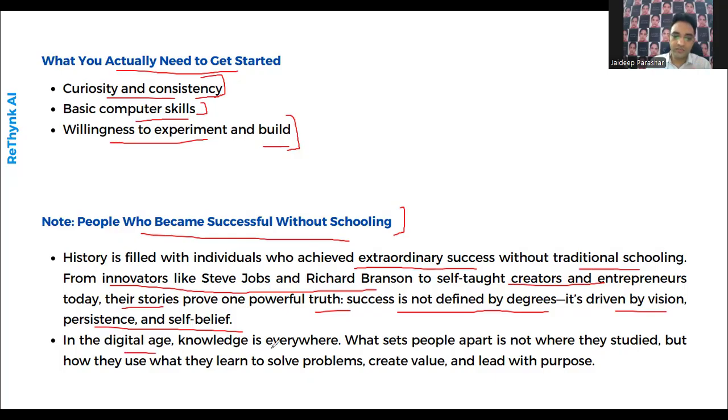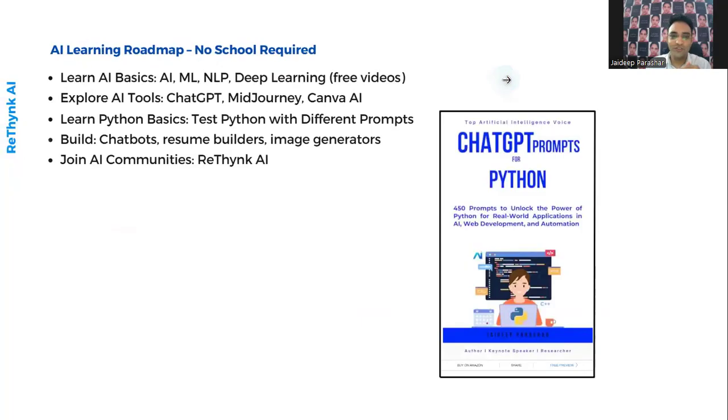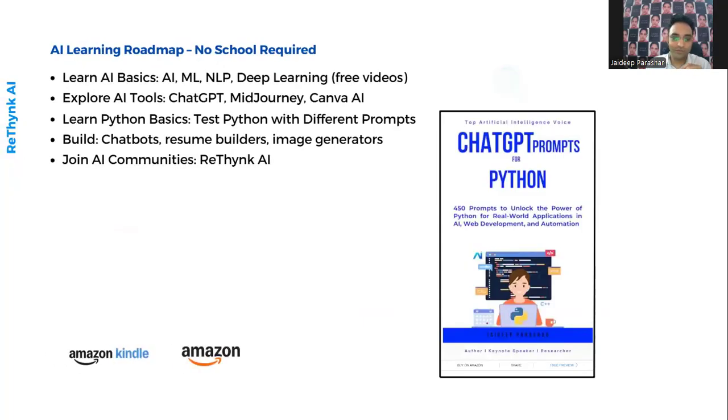In the digital age, knowledge is everywhere. What sets people apart is not where they studied, but how they use what they learn to solve problems, create value, and lead with purpose. That's what you need basically. Now, so far, we have gone through many theories. Now, let's come to the practical part, how to learn it and what you need basically.